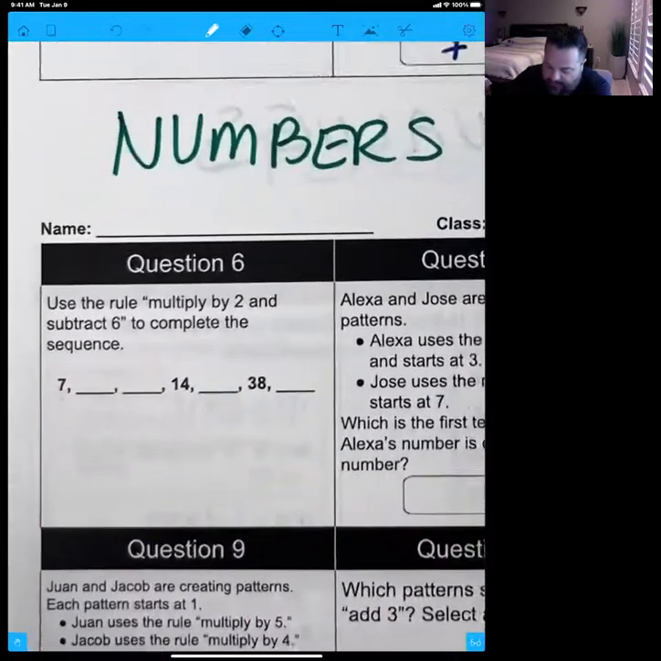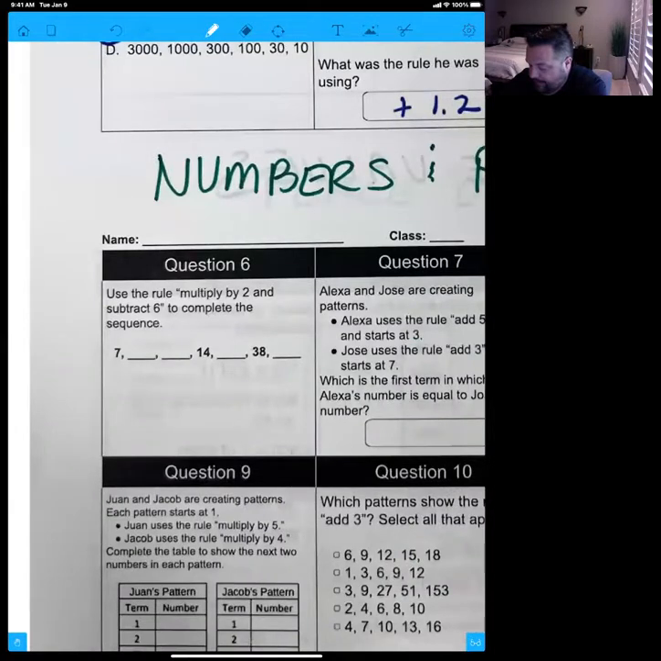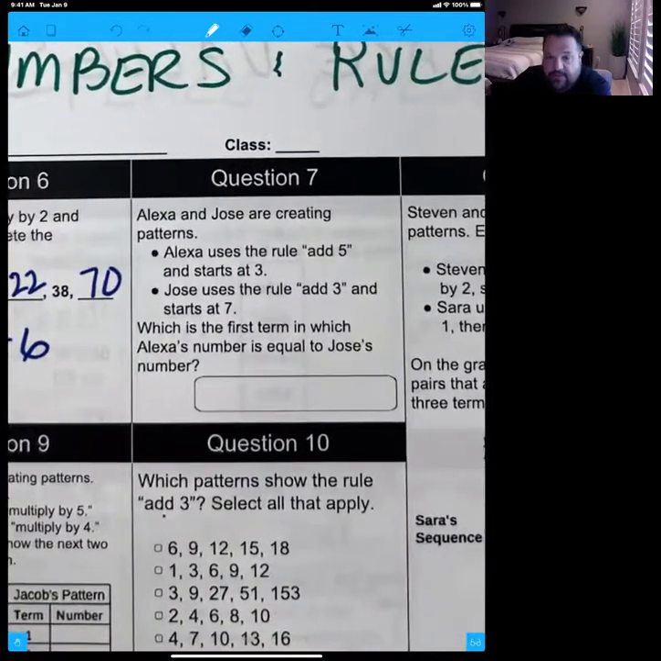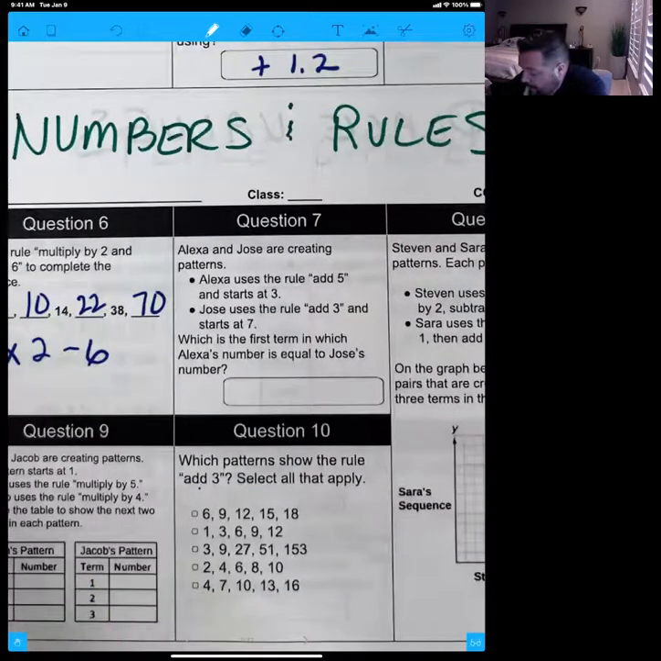All right, take a look at number 6. You should have gotten 8, 10, 22, and 70, because we're doing times 2 minus 6, starting with the 7, right? I hope you guys are starting to see, you just got to read the questions. Pause and do number 7. With number 7, you should have got the 13. Same as the one up above, right? You got to write out both their names and go through their patterns.